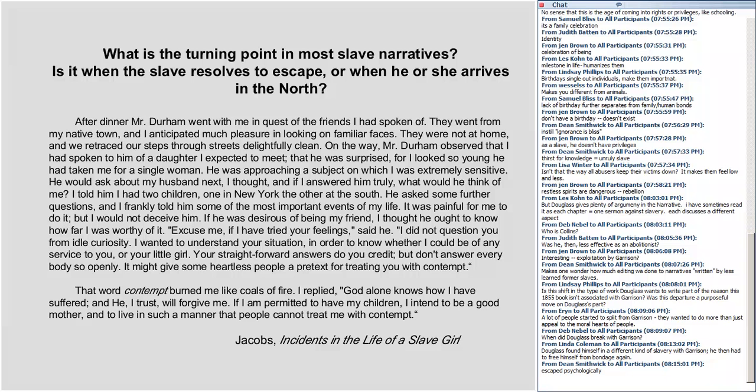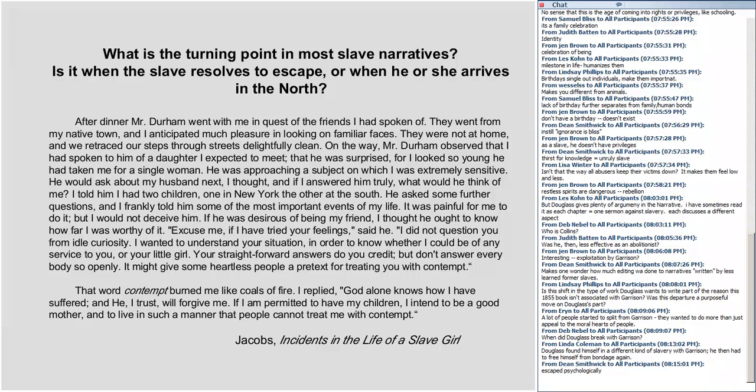Now, it's this sort of advice that causes Jacobs to, or rather reinforces, I think, in Jacobs' own mind, her reticence about talking about what she's been through as a slave in the South, as a female slave. And this may again help us to understand why it takes her so long to be willing to tell her story in print. Notice how this ends. "If I am permitted to have my children, I intend to be a good mother and to live in such a manner that people cannot treat me with contempt." So it may be that what Jacobs is taking us to here is the idea that the turning point in her life is not necessarily when she escapes from the South to the North, but when she's finally able to be a good mother to her children, when they and she can be together, and when she can exercise a mother's rights to her own children.